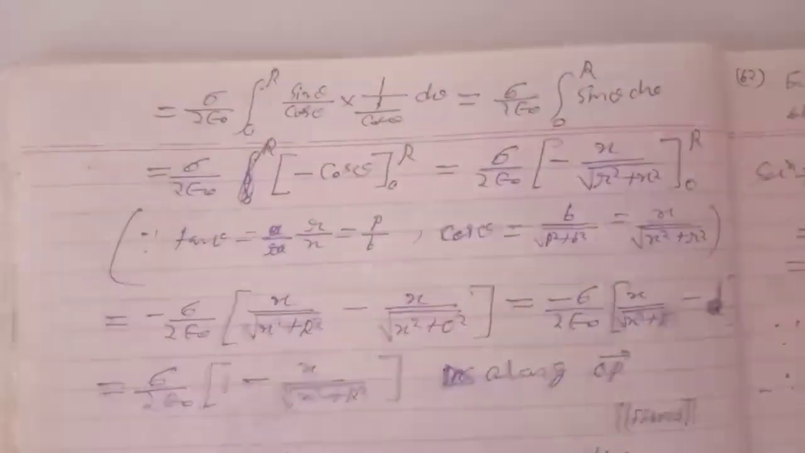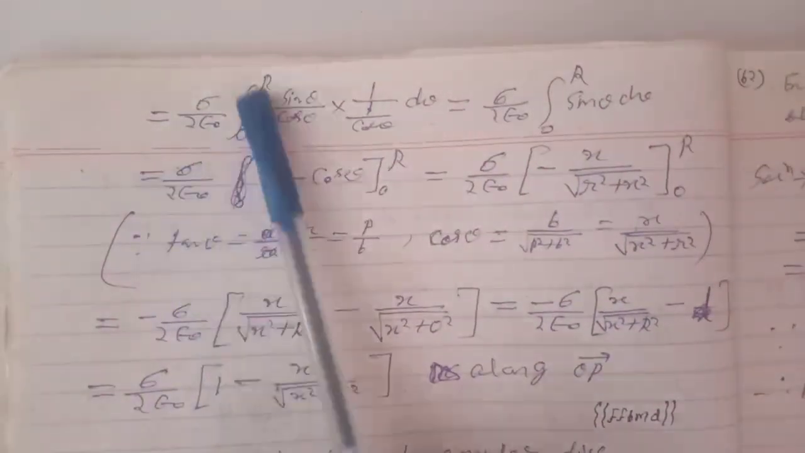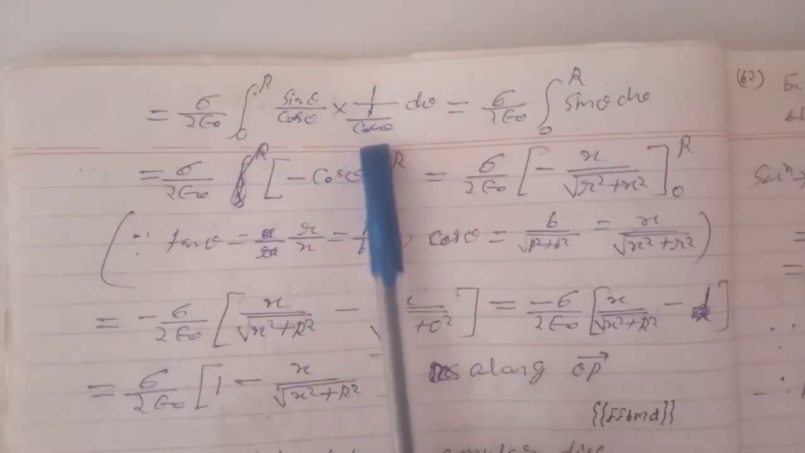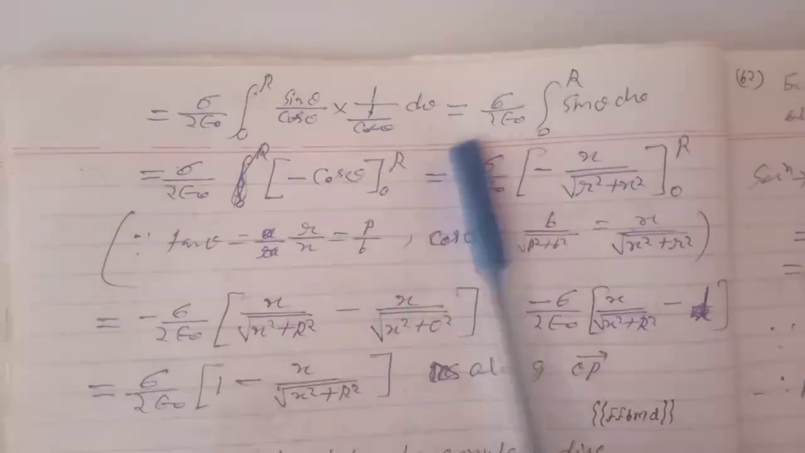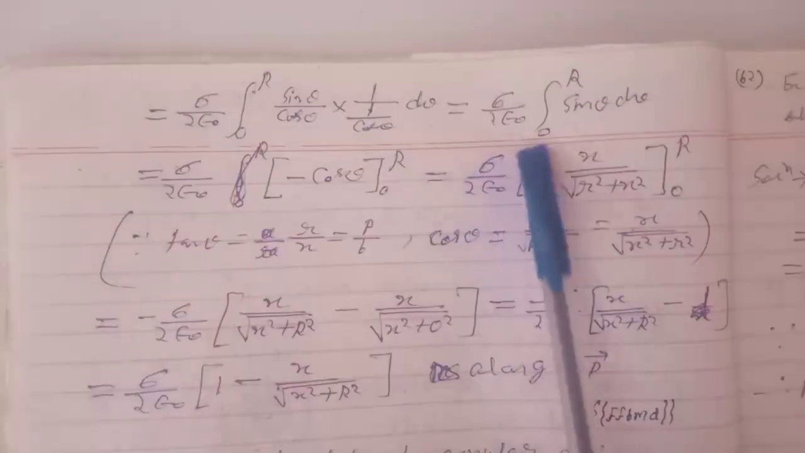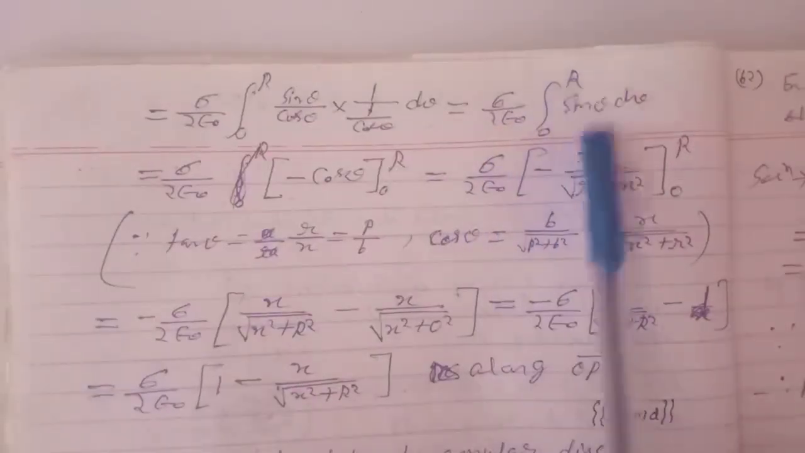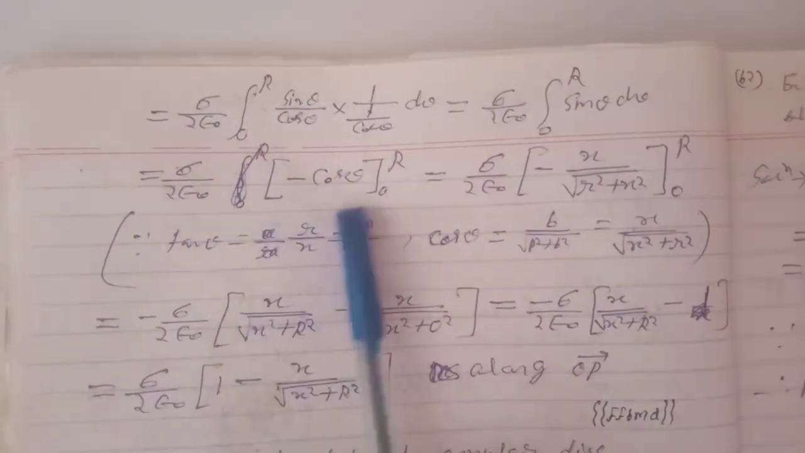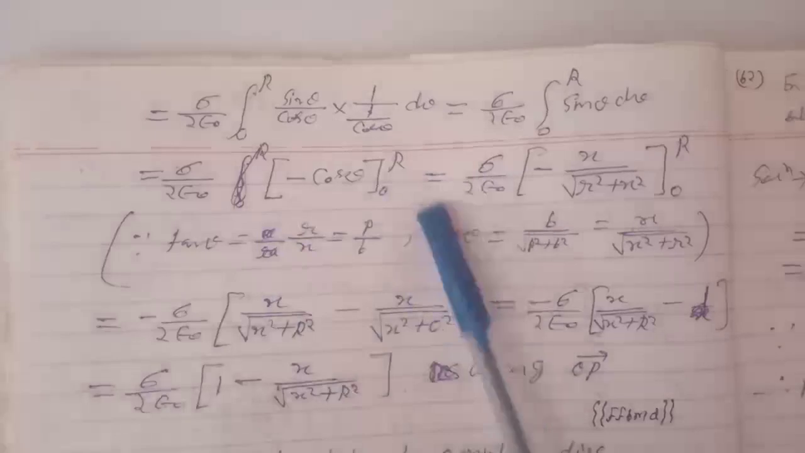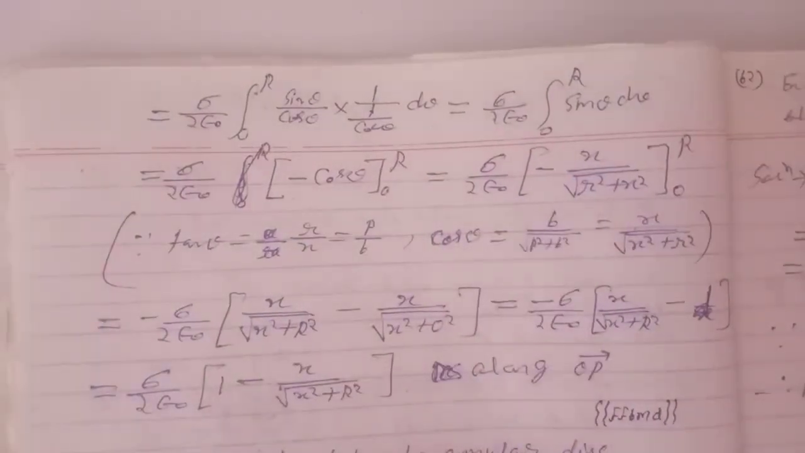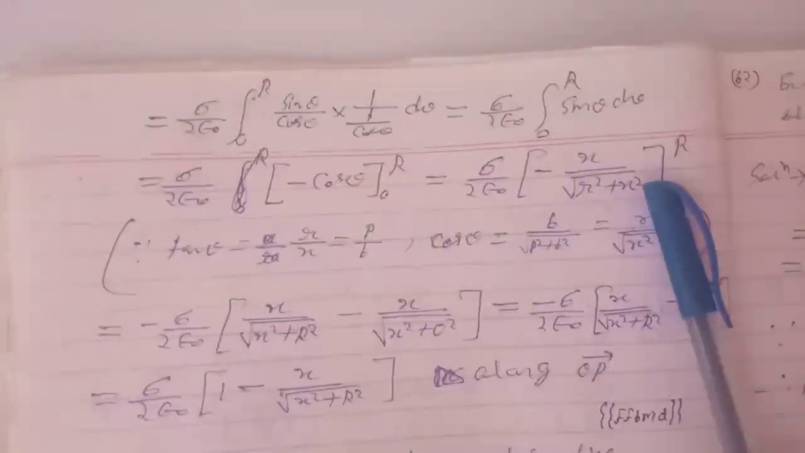So sigma by, this implies sigma by 2 epsilon naught integration 0 to r of sin theta by cos theta, tan theta, equal to 1 by cos theta d theta, equal to sigma by 2 epsilon naught, and now cos theta cancels out. So sigma by 2 epsilon naught, integral 0 to r of sin theta d theta, or sigma by 2 epsilon naught under minus of cos theta from 0 to r, and minus of cos theta will be, from the figure, x by under root r square plus x square.